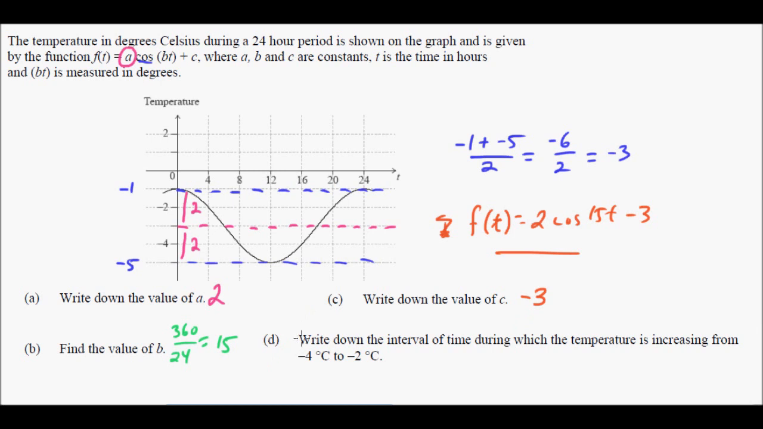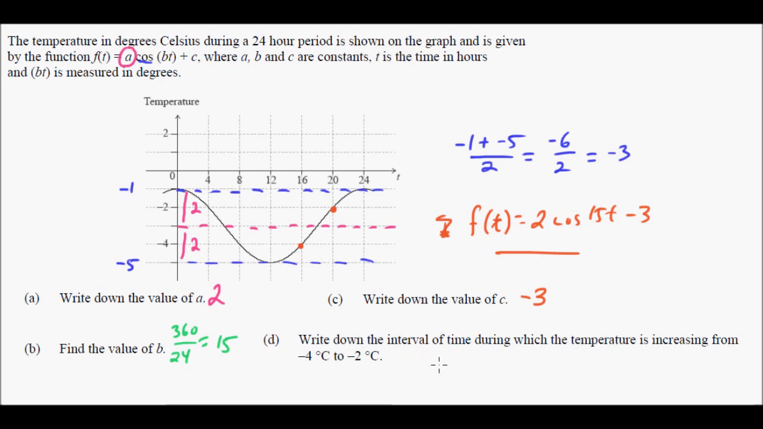Now, it says write down the interval of time during which the temperature is increasing from -4 Celsius to -2 Celsius. Well, let's look for -4 Celsius. Right here at -4, the temperature is going down. We don't want that. We want it going up. So from -4 up to -2, it's going 16 to 20. We don't really know if this is starting at midnight, I would assume it starts at midnight, but it doesn't really matter.